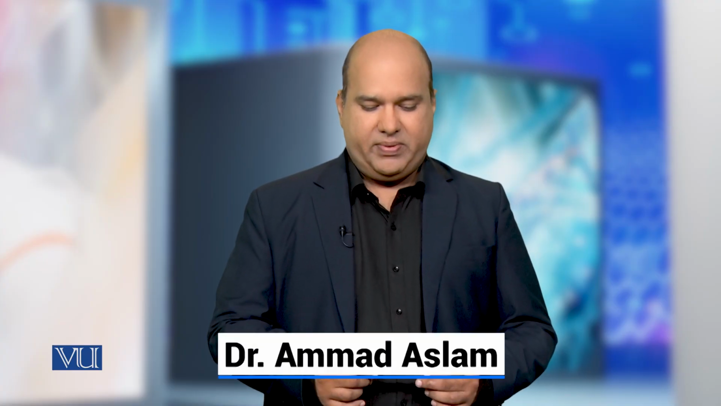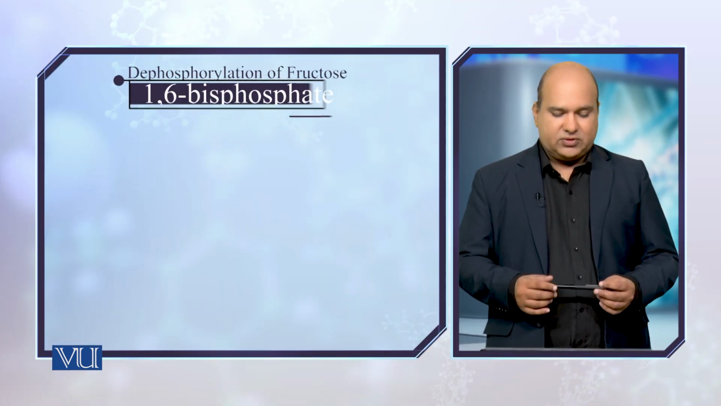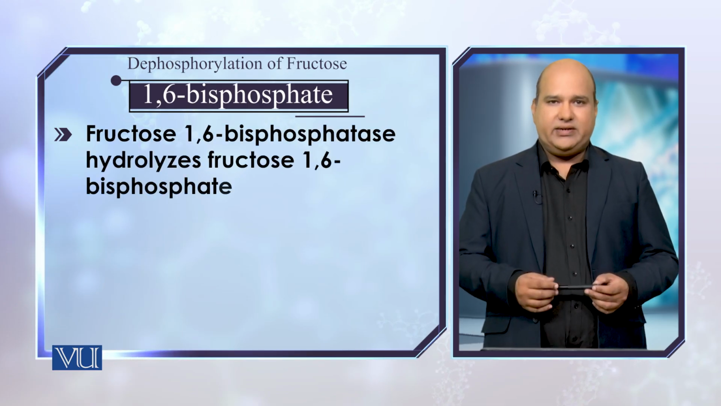So guys, let's continue with our previous topic. Now let's talk about the second circumvention. We have already circumvented the processes involved in the formation of phosphoenol pyruvate. Now we want fructose 1,6 biphosphate to be dephosphorylated.